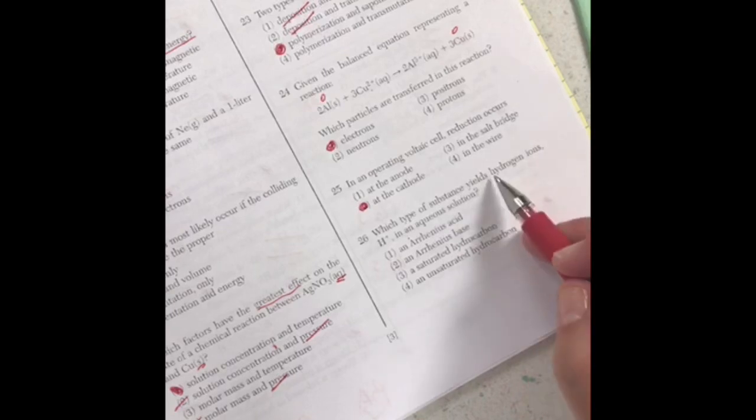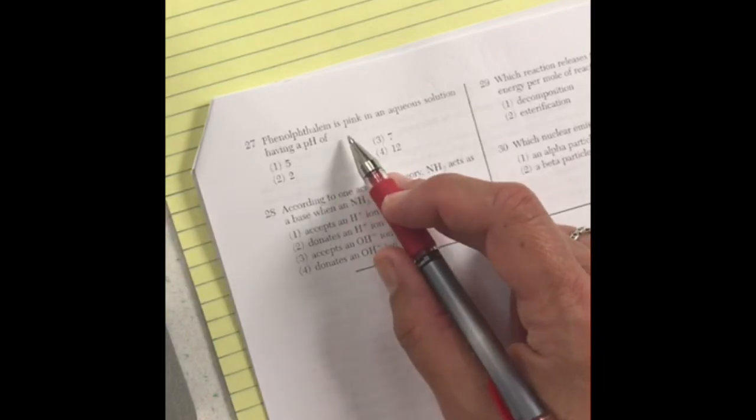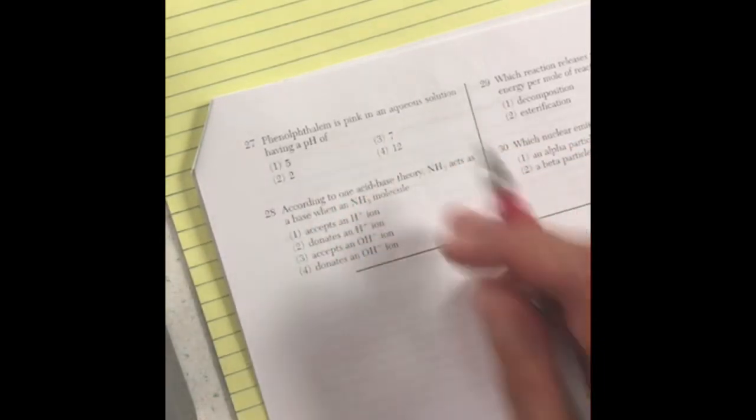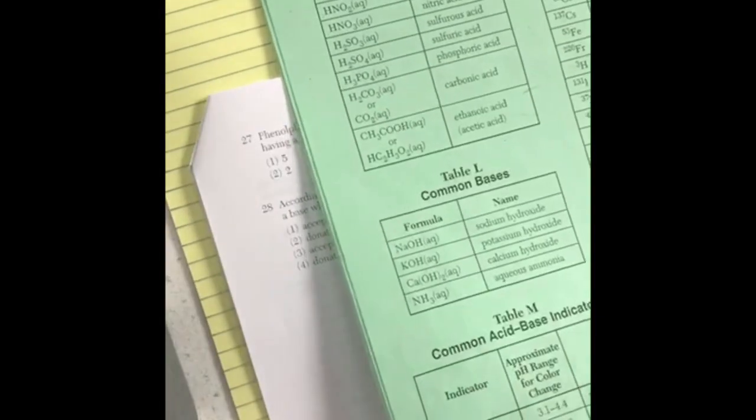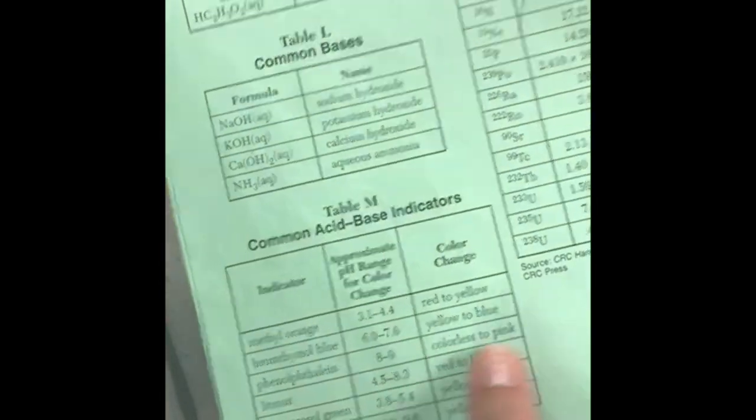Which type of substance yields, that means gives, hydrogen ions in a solution? So what gives H pluses? Acids do. So go find the acid. Yep, and the definition of an Arrhenius acid is anything that donates H plus in a solution. Phenolphthalein is pink in an aqueous solution having a pH of. So I have to go to table M and look up phenolphthalein and see when it's pink. So phenolphthalein is pink. It says 8 to 9, colorless to pink. So 9 and higher would be pink.